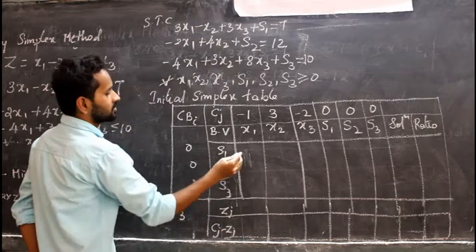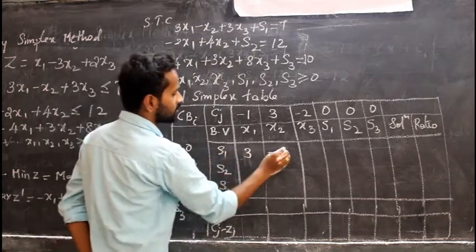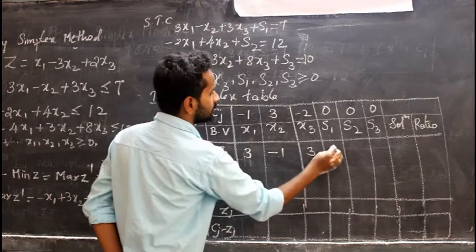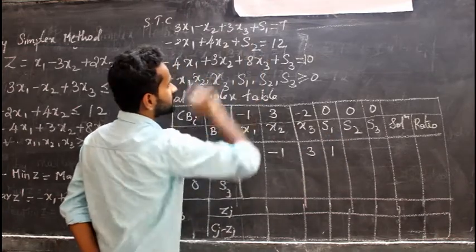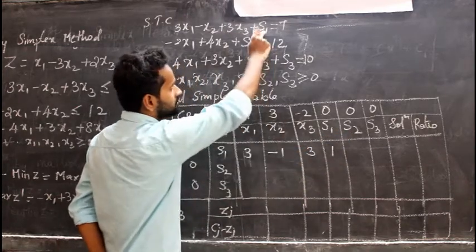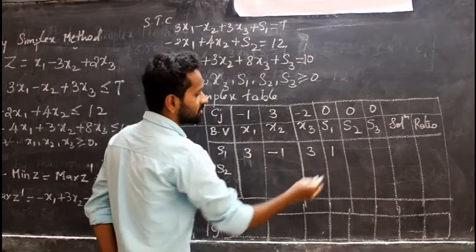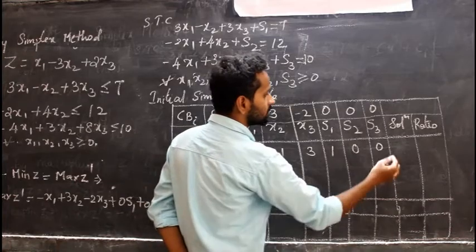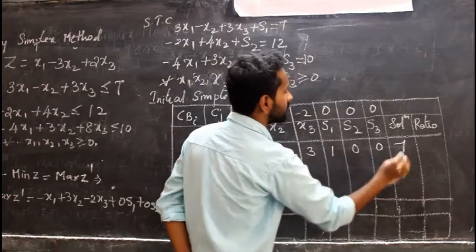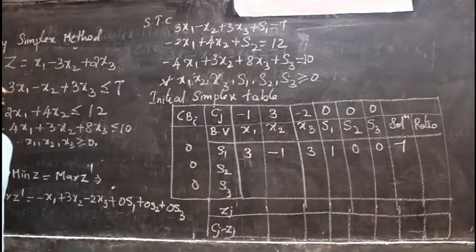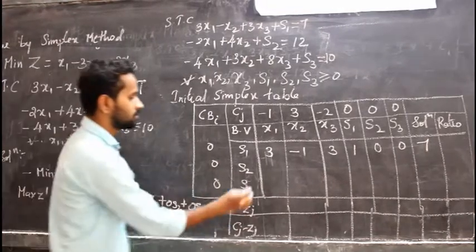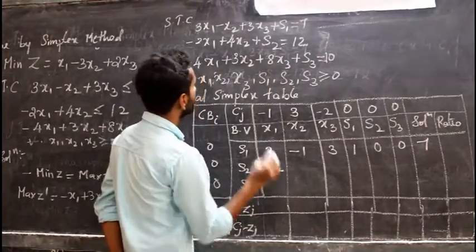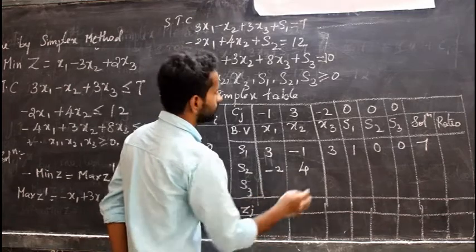This becomes 3, minus 1, 3, 1. No s2 in the first constraint and no s3 in the first constraint, so I retain it as 0. Solution is 7. Now, second constraint: minus 2, 4.